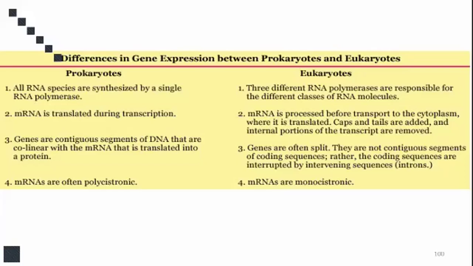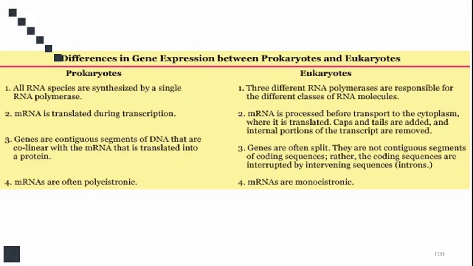Anyway, this table shows the differences in gene expression between prokaryotes and eukaryotes. We need to appreciate the fact that in the prokaryote, all RNA species are synthesized by a single RNA polymerase. It doesn't matter the number of genes, whether 1,000 genes or 5,000 genes, one RNA polymerase will do that job. Whereas in the eukaryotic organism, 3 different RNA polymerases, as we have just seen earlier, are responsible for the different classes of RNAs.